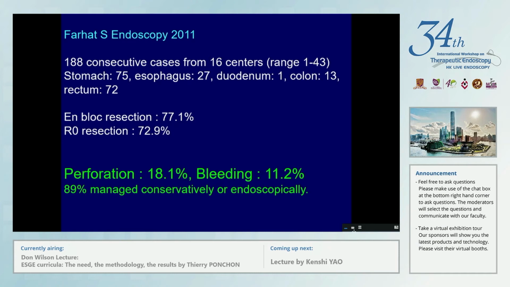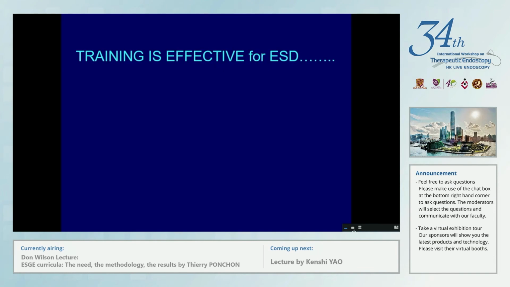And this is a French publication. I participated in this one more or less 10 years ago. In fact, frankly speaking, nobody was well trained. Nobody was. Fortunately, we had mainly stomach and rectum. But you see the rate of perforation was 18%. Of course, the large majority of cases were treated conservatively, endoscopically. Nevertheless, it does demonstrate clearly that you cannot begin without training, and you cannot begin without a clear curriculum. And training is effective for ESD.